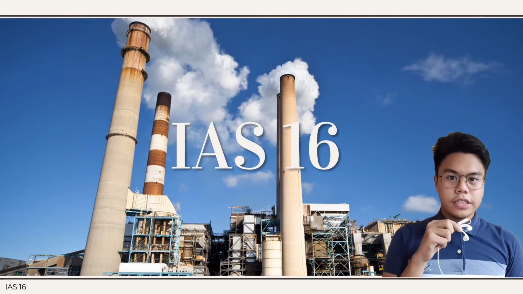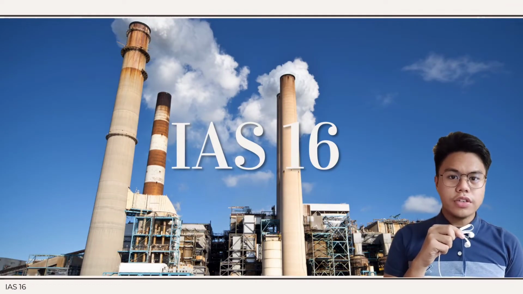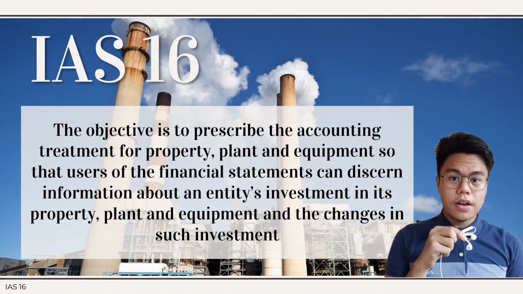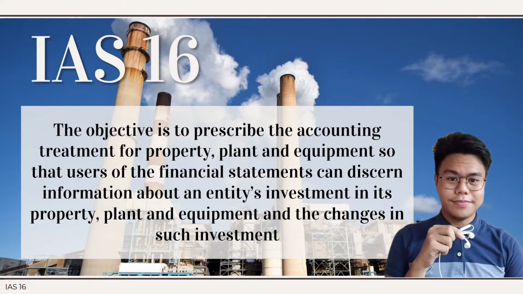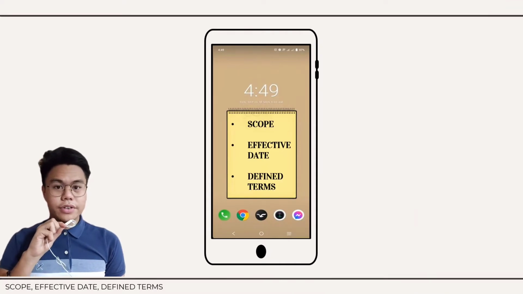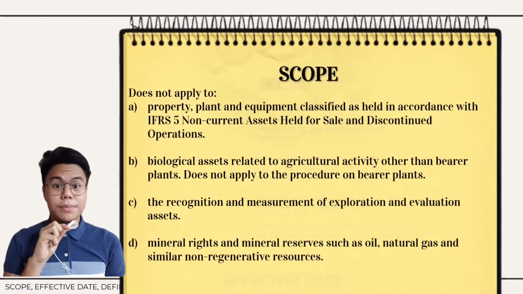These objectives are in line with International Accounting Standard number 16, which is to prescribe the accounting treatment for property, plant, and equipment. However, please bear in mind that this standard is subject to certain exceptions.